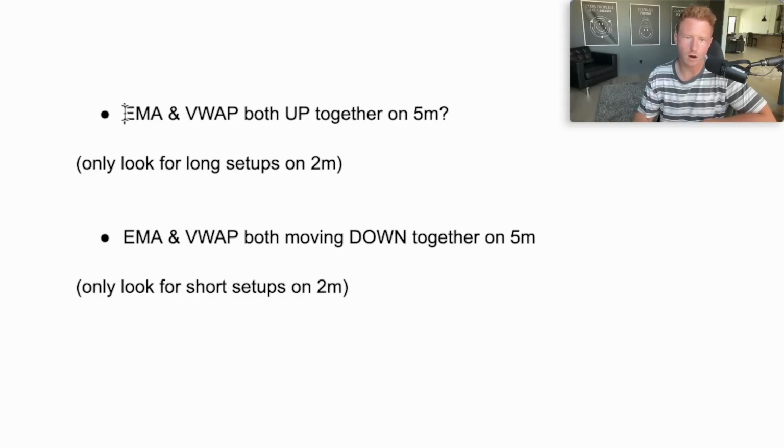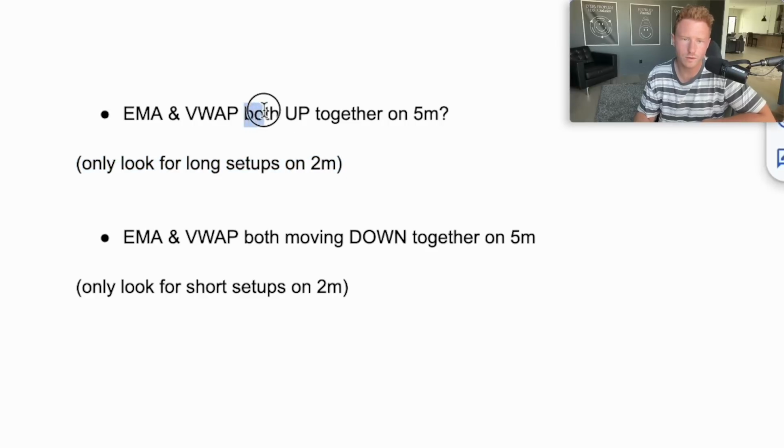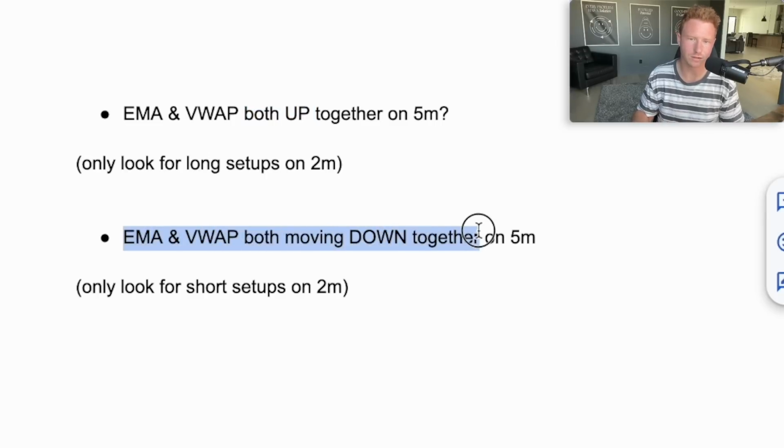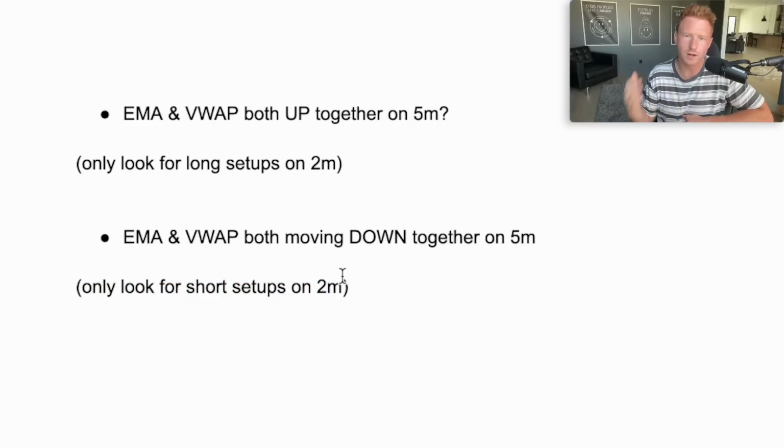The first thing is, are the EMA and VWAP both moving up together on the 5 minute time frame? Then only look for long setups on the 2 minute. Because if they're both moving up, that tells us the trend is up, and I only want to look for long setups. Now, if the EMA and VWAP are both moving down together on the 5 minute, then obviously I'm only looking for short setups on the 2 minute time frame. Okay, and that's it. It's very simple to follow.